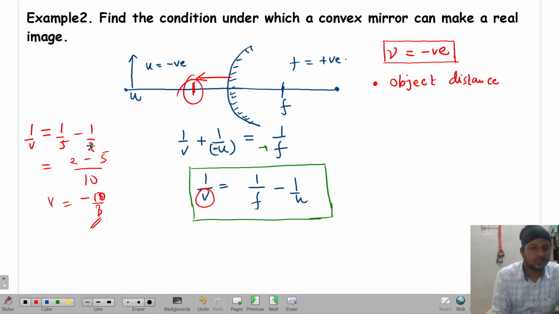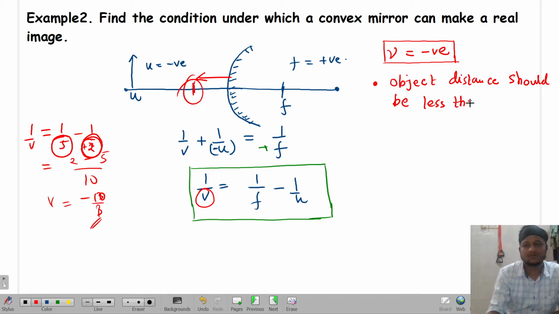Yes or no? So actually what is going to happen means your object distance, first it should be what? Positive value. Then it should be less than the focal length, then there is a chance that you might get your virtual, like the real image out of it. So object distance should be less than focal length.